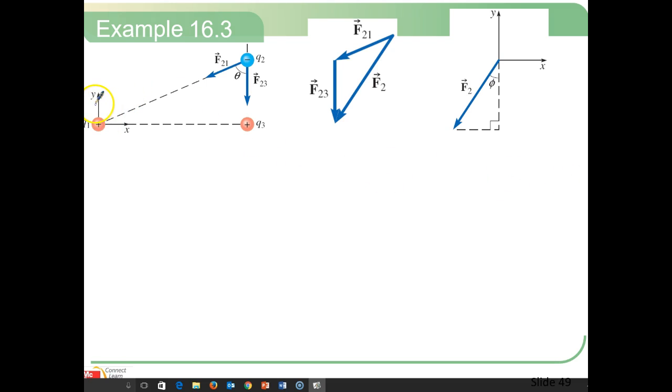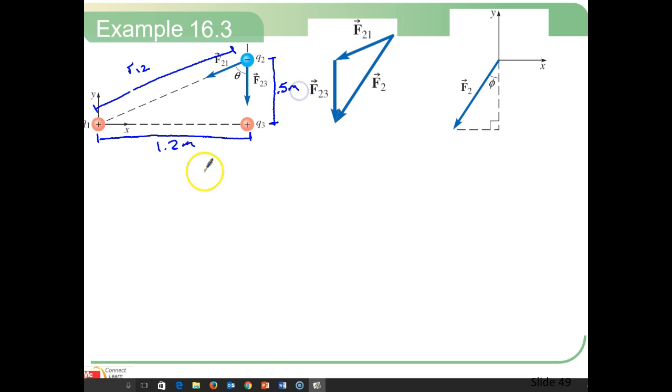The first distance is from Q1 all the way up to Q2, and that one is r12. That's the one we don't know and need to solve for. We do know the distance left to right, so the horizontal distance here is 1.2 meters. And then we know the distance from Q3 to Q2, and that would be 0.5 meters. So now we have our distances.